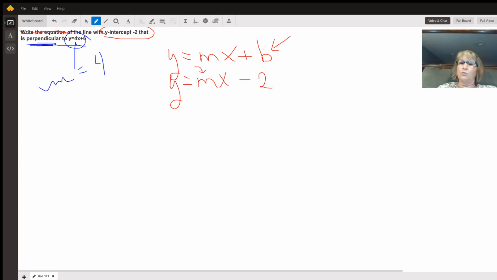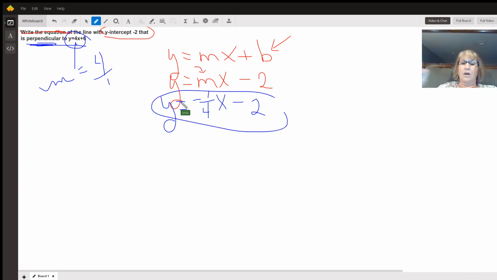Well, the opposite, of course, would be negative. The reciprocal, since every whole number is understood to be over 1, would be 1/4. So the opposite reciprocal, what I'm looking for, is the slope -1/4. And that's all I need, the only blanks I had left. So there's my equation: y equals -1/4 x minus 2.